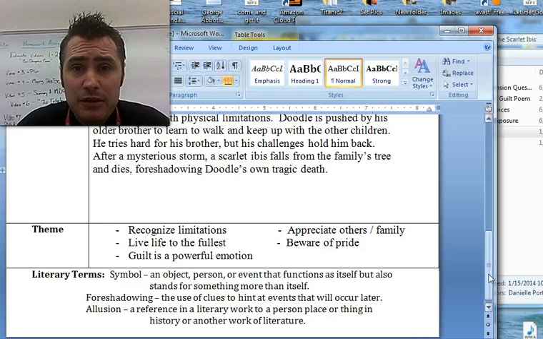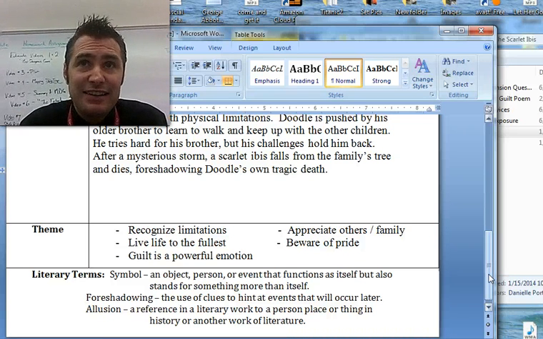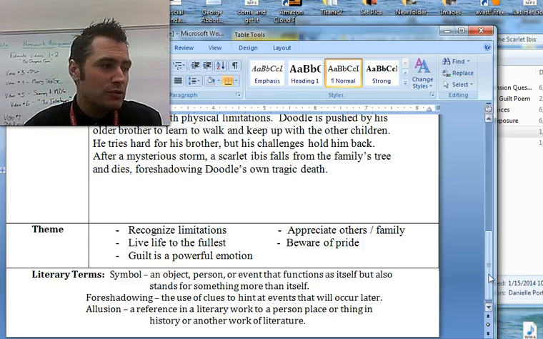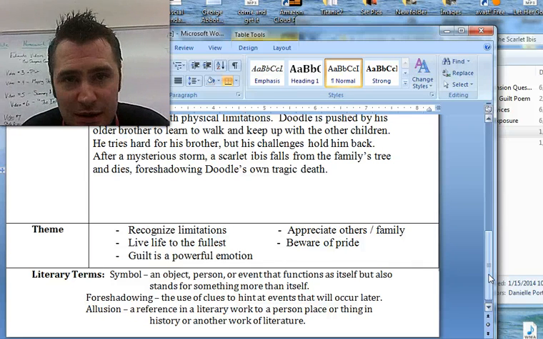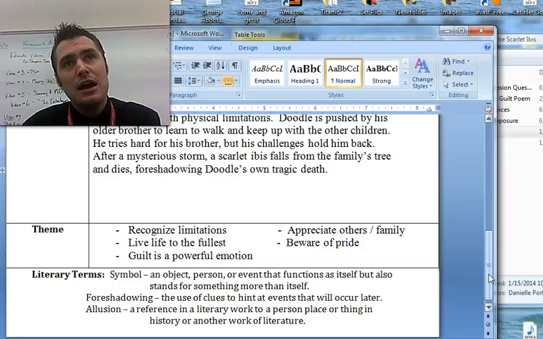Appreciate your family, right? And sometimes we just need to learn lessons on our own. We need to learn for ourselves. We will treat our sisters and our brothers poorly. Your parents did the same thing to their brothers and sisters. We write stories, we read literature so that hopefully we can learn from other people's mistakes.